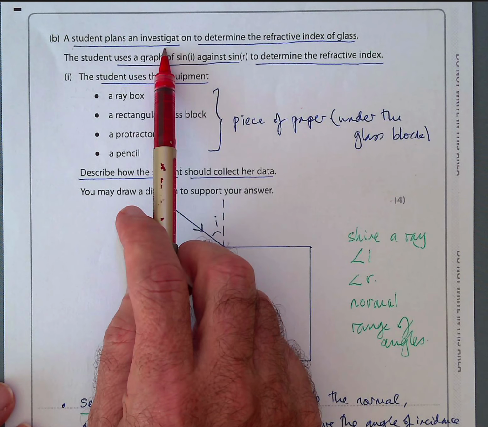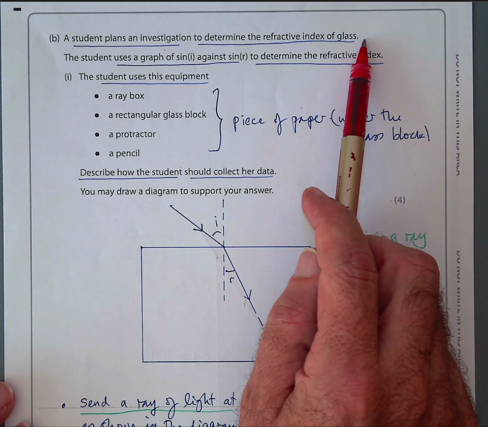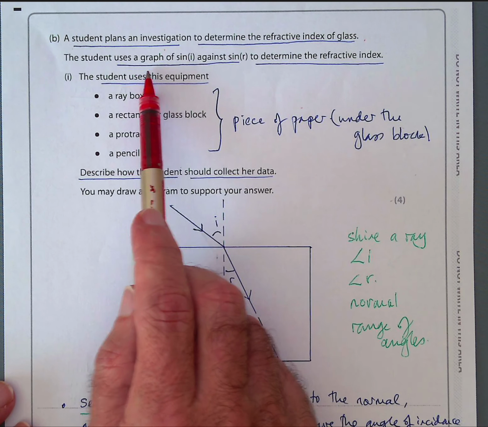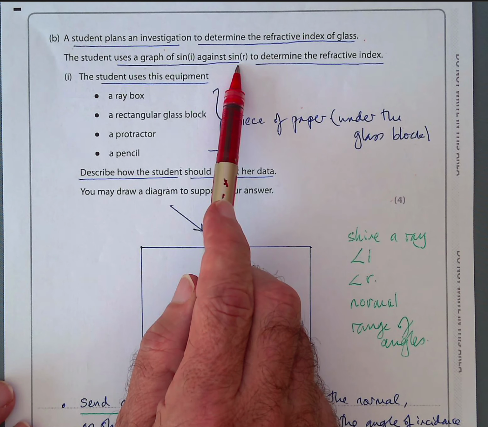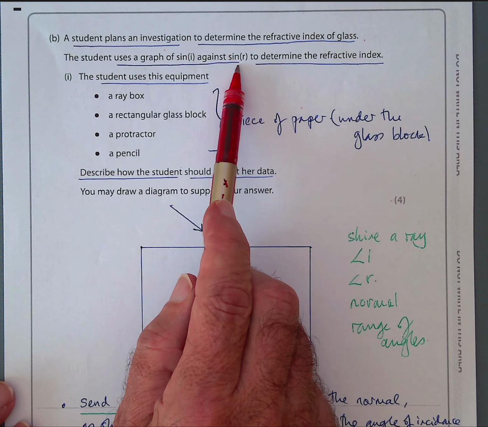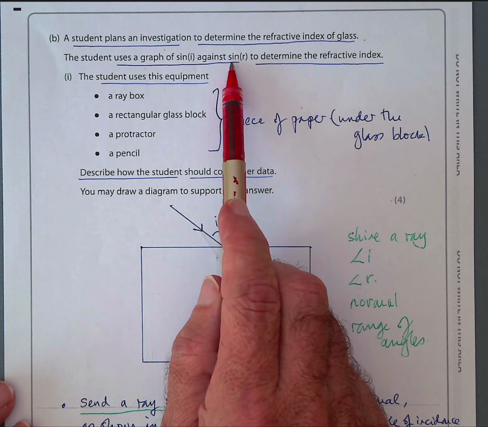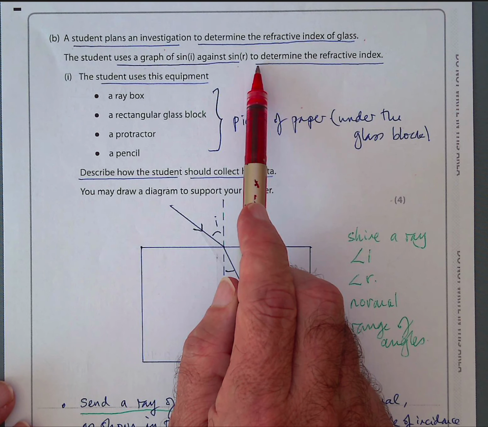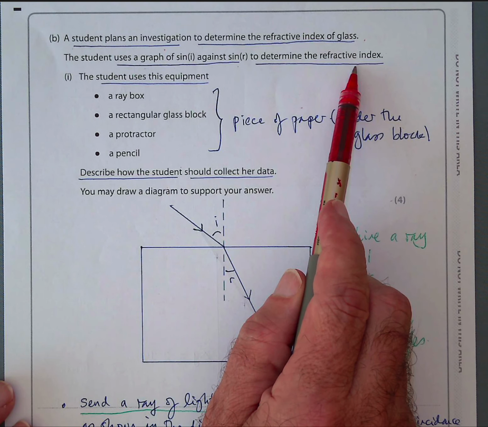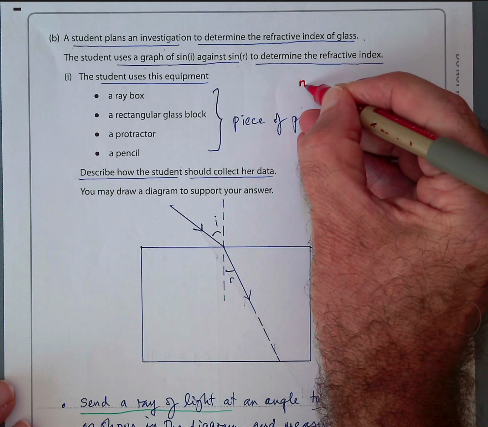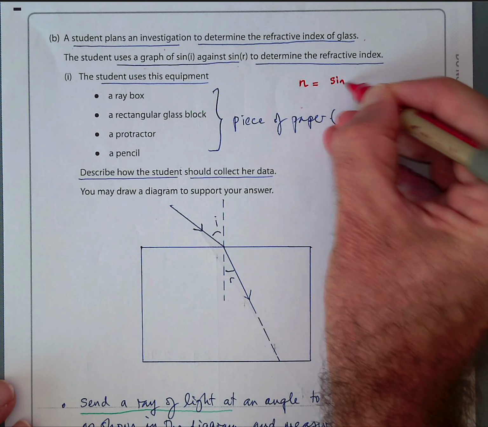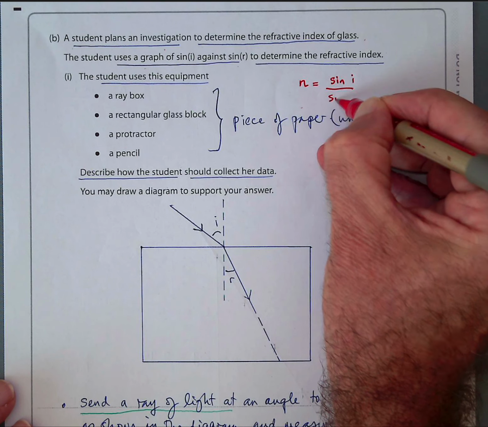A student plans an investigation to determine the refractive index of glass. Okay, the student uses a graph of sine I against sine R. My students actually had plotted this graph of sine I against sine R, but they did it in a virtual lab on the computer, very accurately, to determine the refractive index. Okay, so we know that the refractive index, Snell's law, is sine I over sine R.